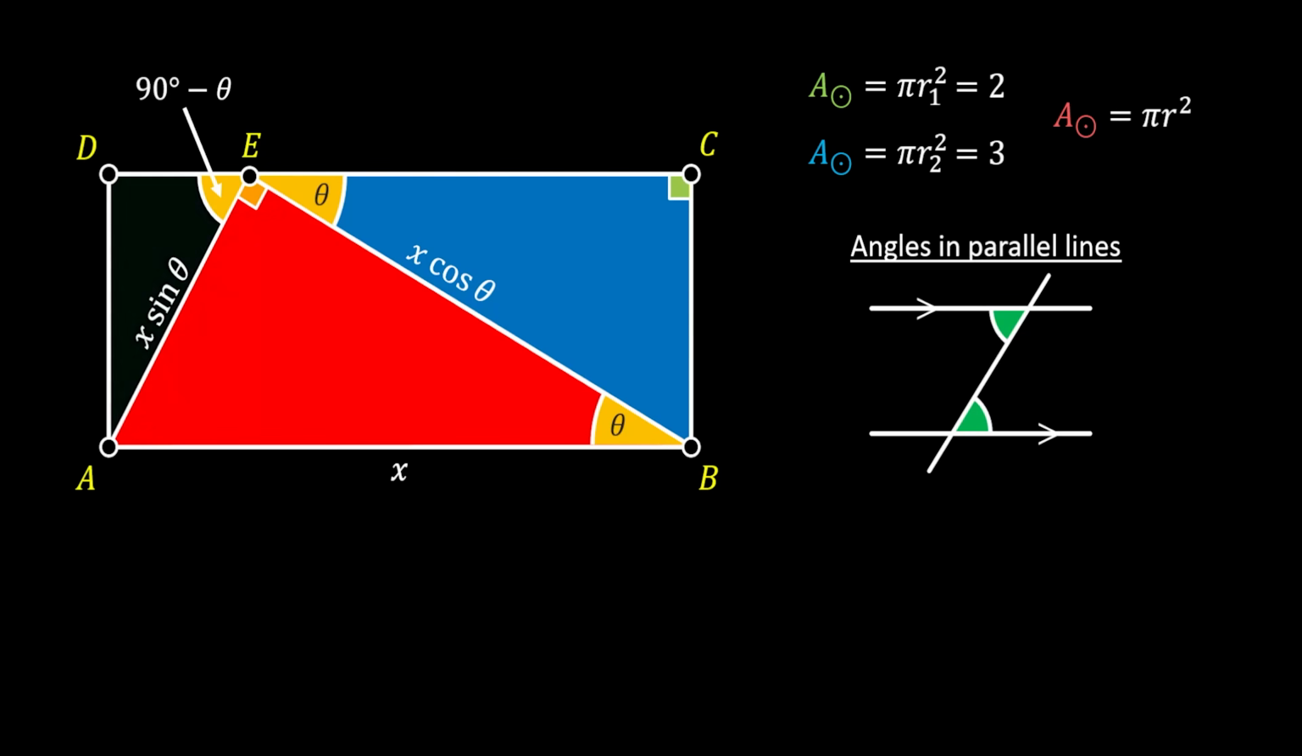Now let's take a look at the right-angled triangle DEA, this green triangle. Since it is a right-angled triangle, the sum of the two acute angles of this triangle must be 90 degrees. Since one is 90 degrees minus theta, the other one at the point A must have the value of theta as well.